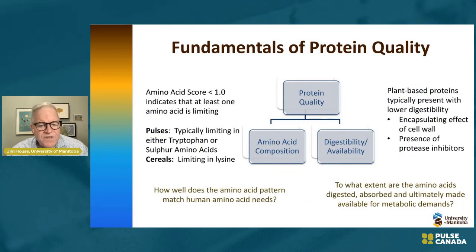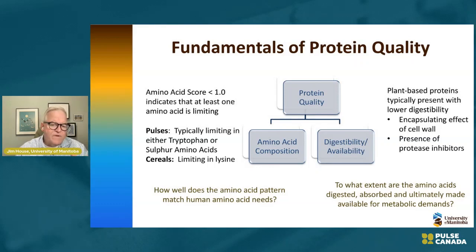Now, the fundamentals of protein quality. Essentially, when you're looking at protein quality, there are two components: the amino acid composition, or how well that amino acid pattern matches human amino acid needs. And then the second component is the digestibility or the availability of that protein, and to what extent the amino acids are digested, absorbed, and ultimately made available for metabolic demands. Now, with the amino acid composition, we're typically looking to identify a pattern that meets or exceeds the reference pattern of human amino acid requirement.